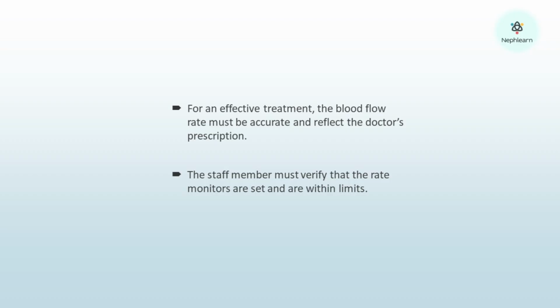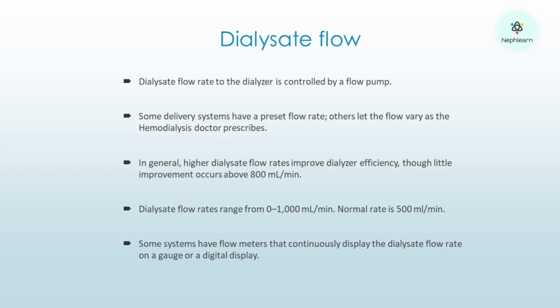To be effective, the blood flow rate must be accurate and confirmed by senior staff and should be as per the doctor's prescription. Dialysate flow is controlled by the flow pump. The rates may be preset or adjusted as per the prescription.